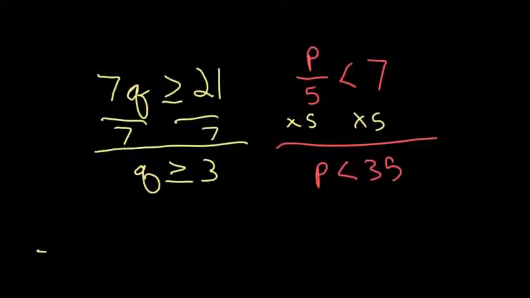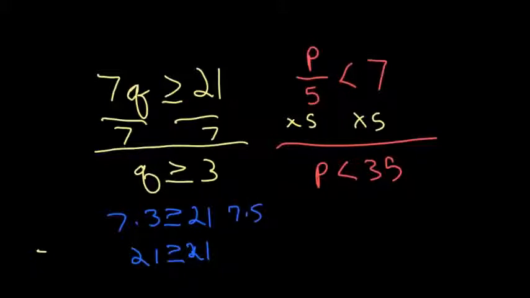And just like an equation, you can check yourself. So if I go back to my first one, and I put that 3 in there, so I get 7 times 3 is greater than or equal to 21. So 7 times 3 is 21, which is equal to 21. If I wanted to put a different number in there, because this is an inequality, I could have put something like 5. So 7 times 5 is greater than or equal to 21. So 7 times 5 is 35. 35 is greater than 21.